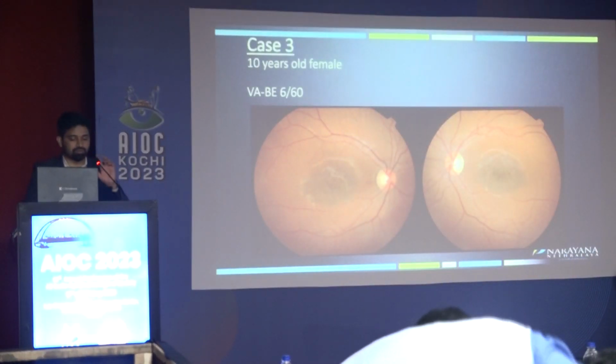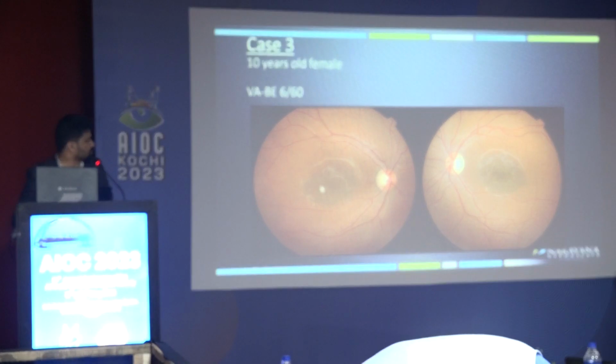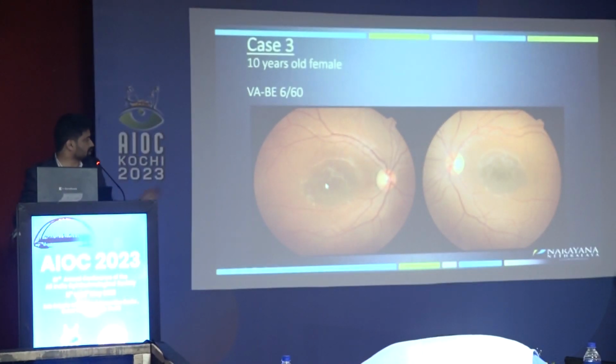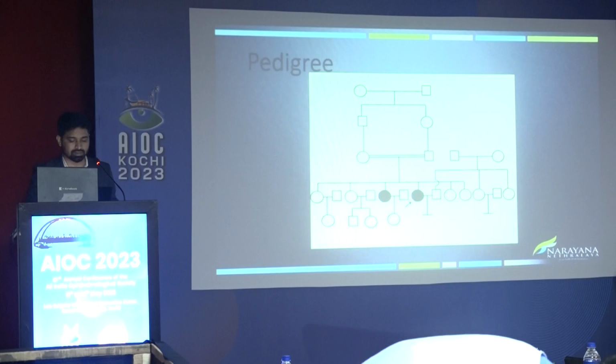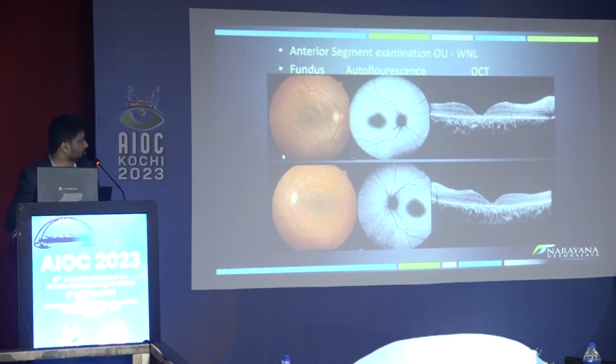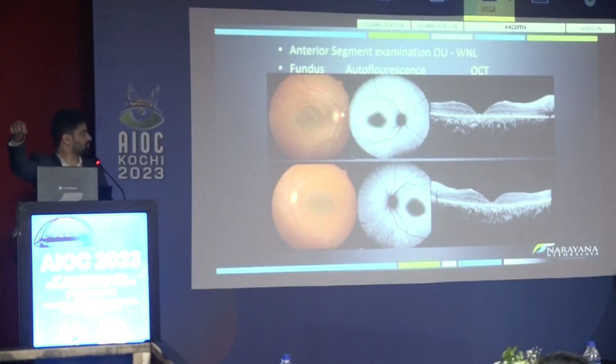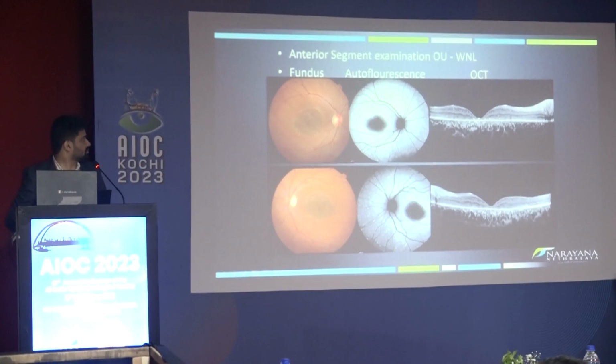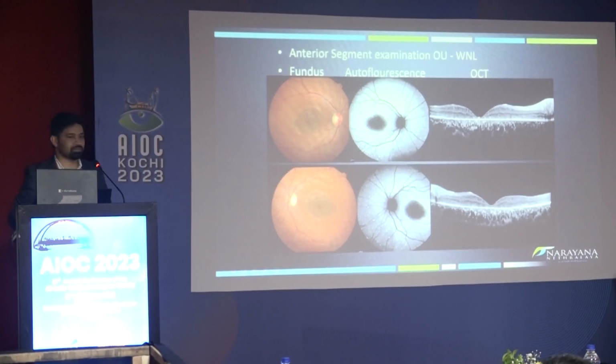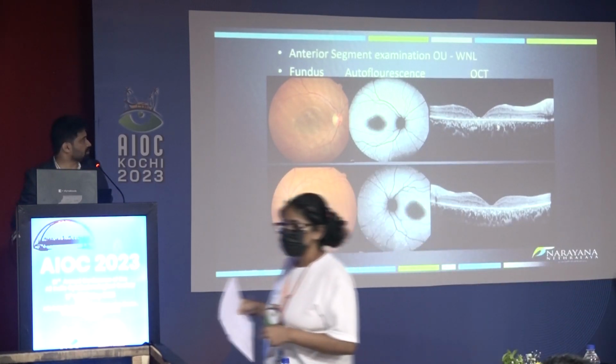So this was a 10-year-old female, 6/60 vision. There are some atrophic macular changes. I know on screen you can't make it out clearly. Born out of a consanguineous marriage. See the autofluorescence. Now we can make out the atrophy clearly, and there are multiple fleck-like deposits. Fleck-like deposits over here. So what is the diagnosis and what's happening in the OCT?